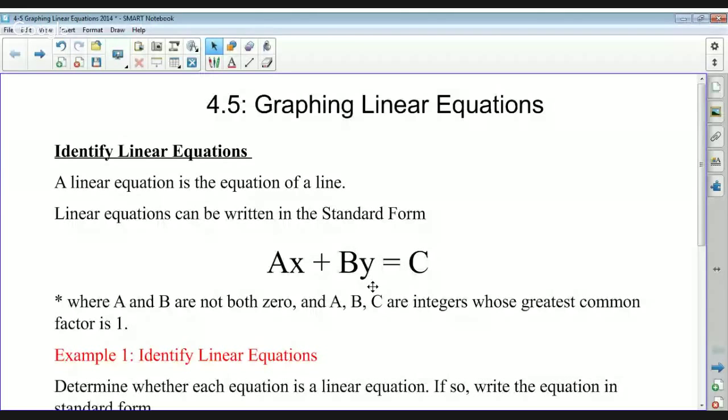Now these notes are a little bit different than what is on your Google Share. But for the most part, they are very similar. So first one, graphing linear equations, we're looking at section 4.5 here. First, we have to identify linear equations. A linear equation, simply put, is an equation of a line.